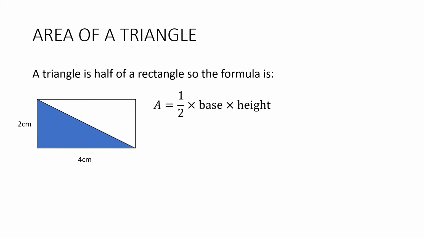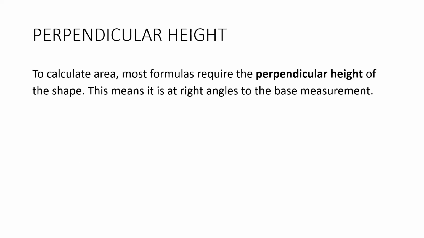A triangle is half of a rectangle around it, so the formula is a half times the base times the height. So in this case our base is 4, our height is 2, a half times 4 times 2 is 4 centimetres squared. Now, did you notice something curious there? I changed the words. In a rectangle, we do length times breadth. In a triangle, we do base times height. And the reason is the triangle can take different forms, and length and breadth aren't the right words.